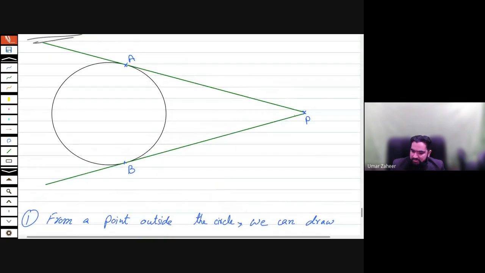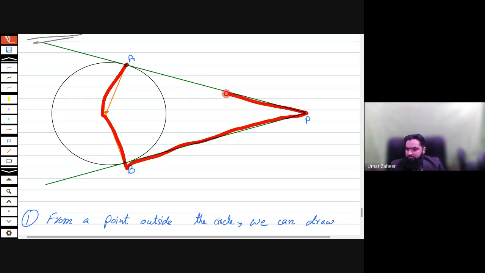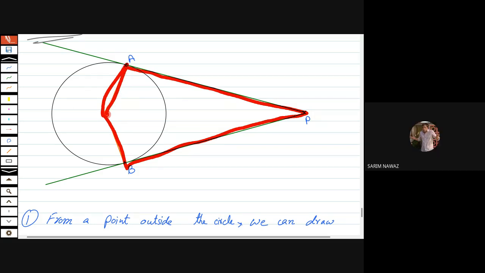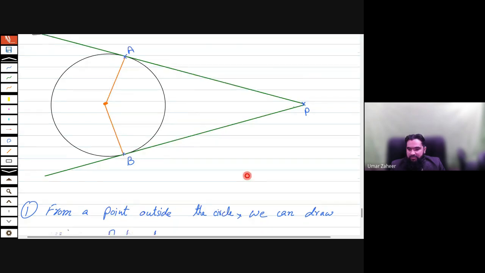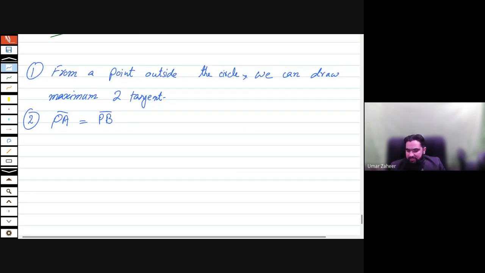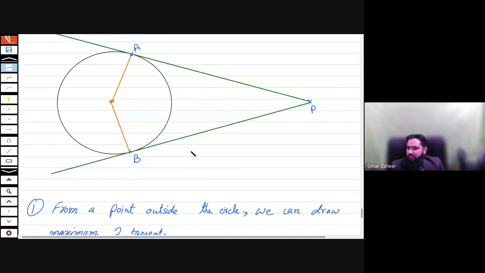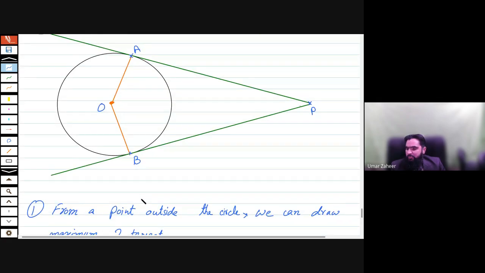And the third thing is, for example, if you join A and B with the center. So look here, what is it? It is a quadrilateral. The third property: let's say the center is O. So AOBP is a quadrilateral.